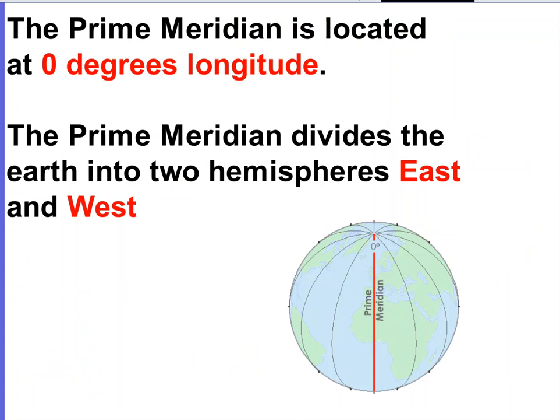The prime meridian is located at 0 degrees longitude. The prime meridian divides the Earth into two hemispheres, east and west.